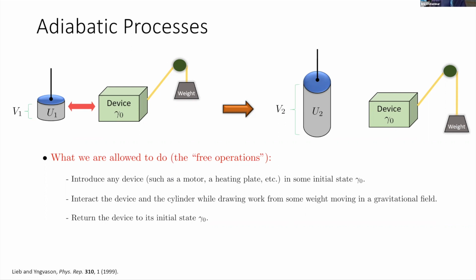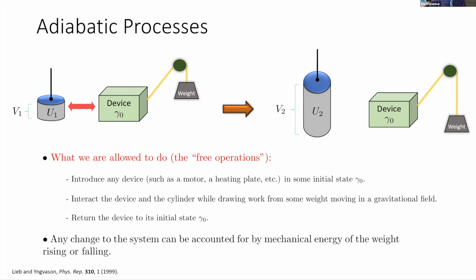Okay, so if you can go from U1 V1 to U2 V2 by such a process, then that is an adiabatic process. And the intuition here is that any change of the system can be accounted for by mechanical energy of this weight that's going up or down.